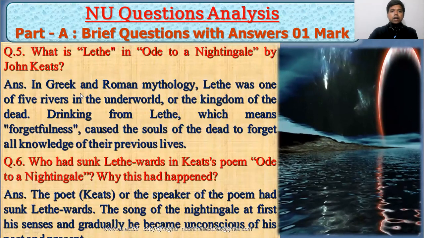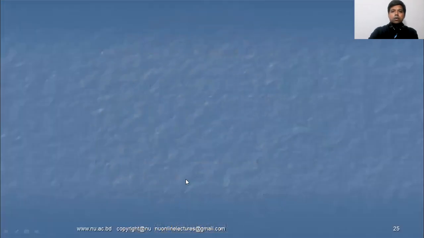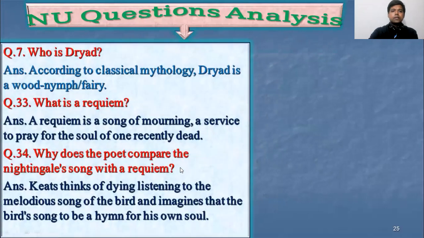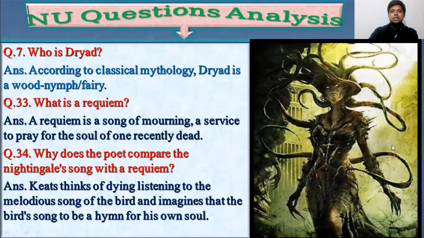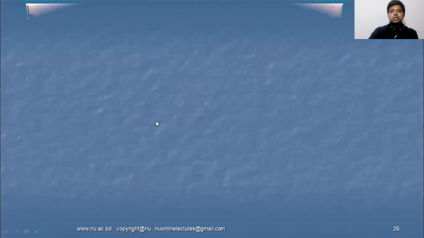Lethe here, I have already discussed Lethe, the Greek. This is the image of Lethe. Dryad, who is Dryad? I have already discussed. So this is the image. Dryad is the wood nymph or a fairy. Requiem is another word. Requiem, the song of mourning, a mass to pray for the soul of the recently dead, very important. So I think you will go through the slide.